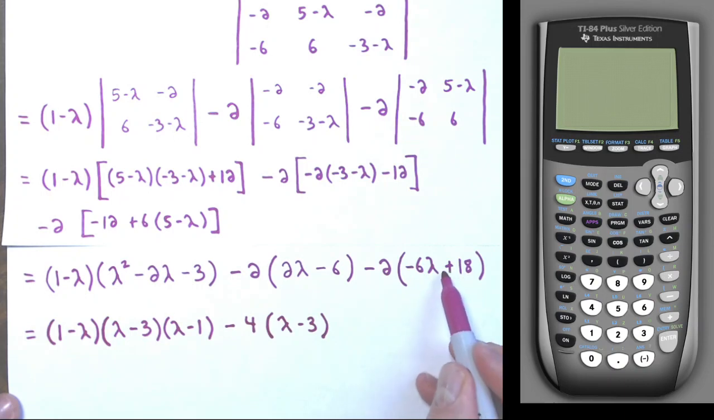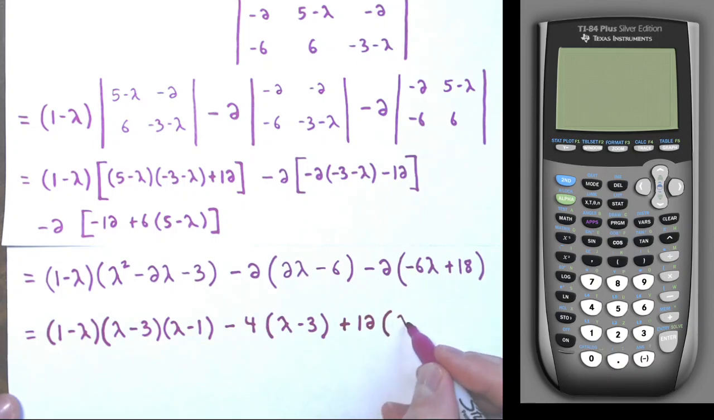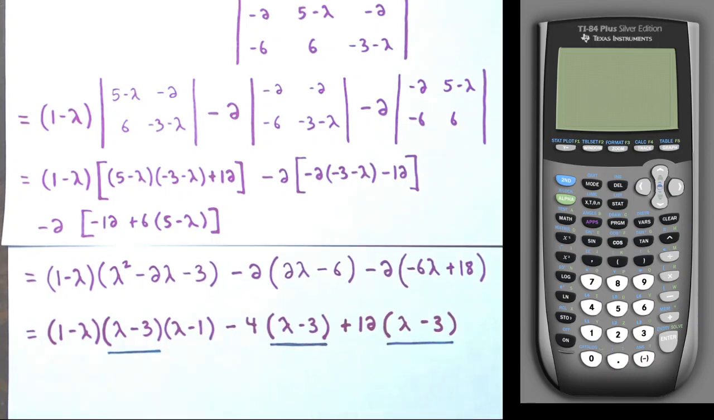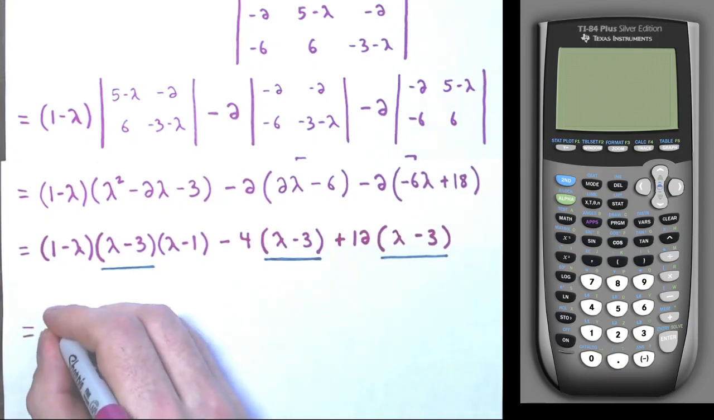In this last term, -6 lambda plus 18, if I factor out -6 from these two terms, I'll have -2 times -6, I'll have positive 12 on the outside. And then I'll have lambda minus 3, right? Because -6 times -3 is positive 18. Now look at all three of these terms. Lambda minus 3 is a factor of the first product. Lambda minus 3 is a factor of the second product. Lambda minus 3 is a factor of the third product. They all have a common factor of lambda minus 3. So I can pull lambda minus 3 out of all of them.